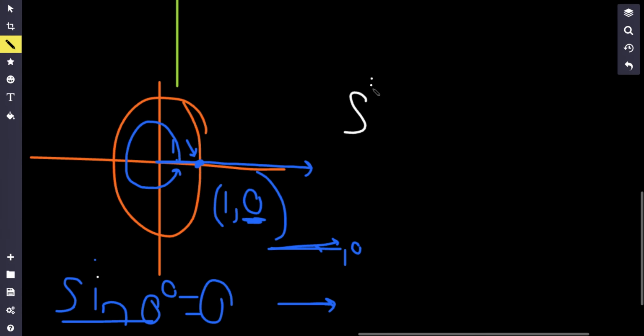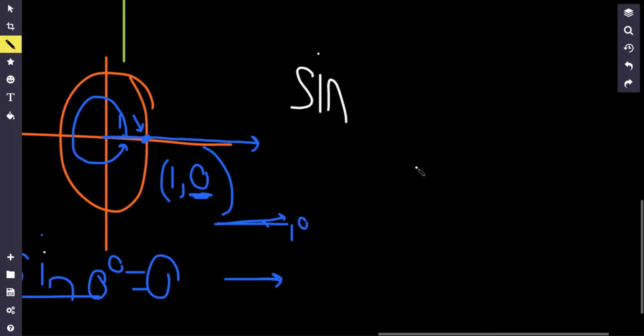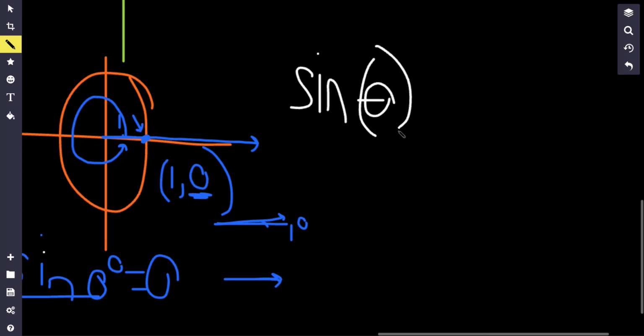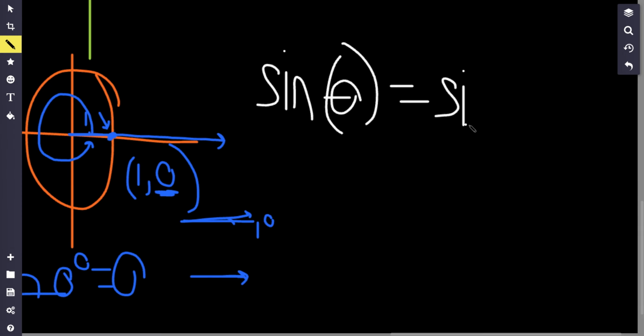One important thing to know is that sine of an angle, let's say theta, is equal to sine of theta plus 360.